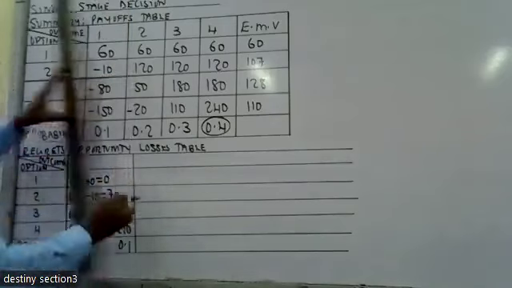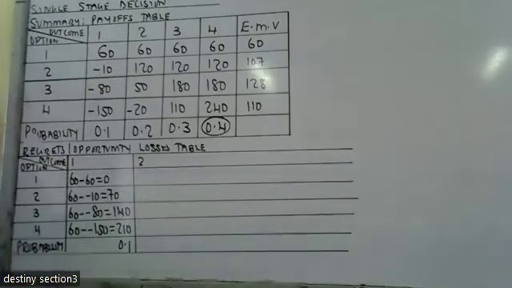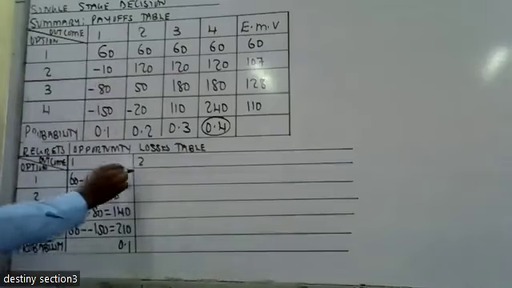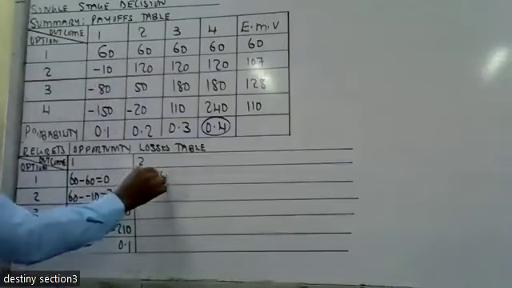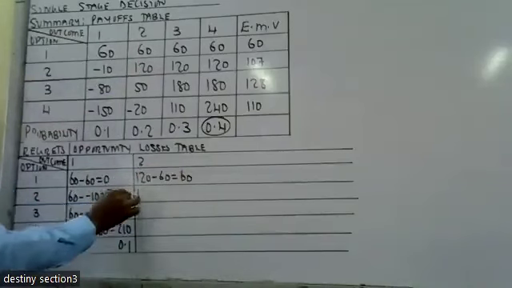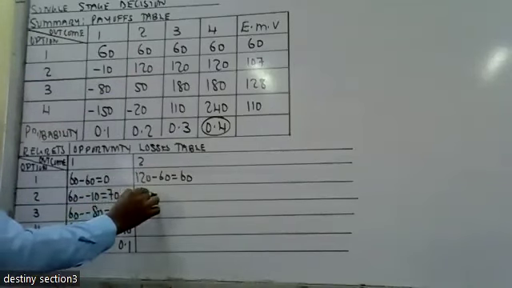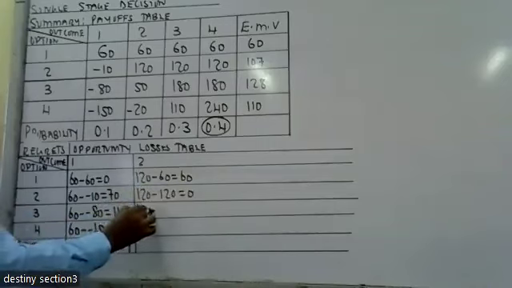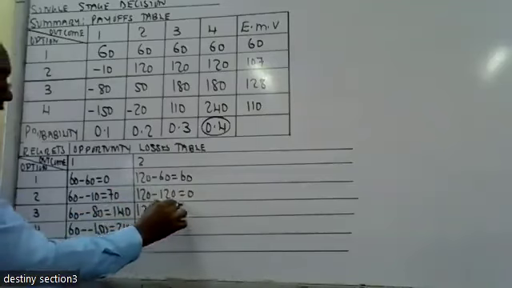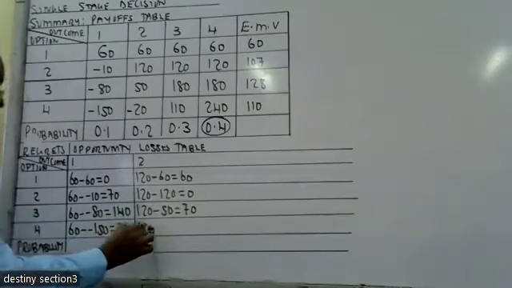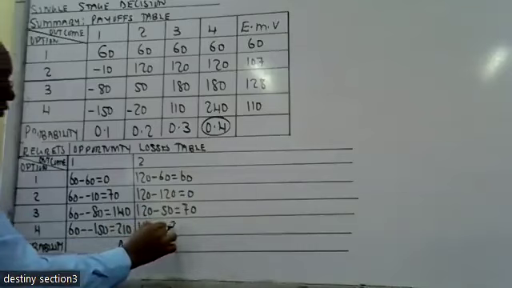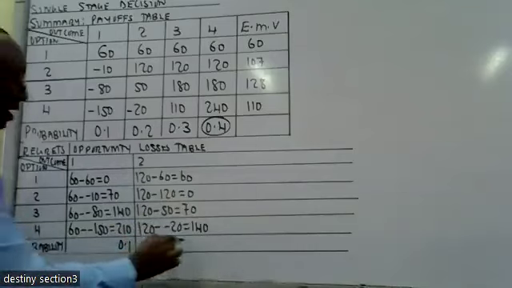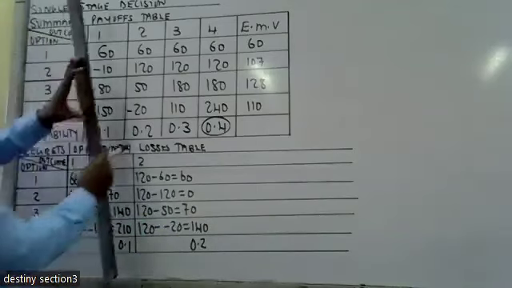So I need to see how big it is so that you're able to allocate the space well. Coming to this other one, the second, the highest is 120. So it is 120 minus 60, that is 60. 120 minus 120, that is 0. 120 minus 50, that is 70. 120 minus 20, that is 140. And the probability is 0.2.